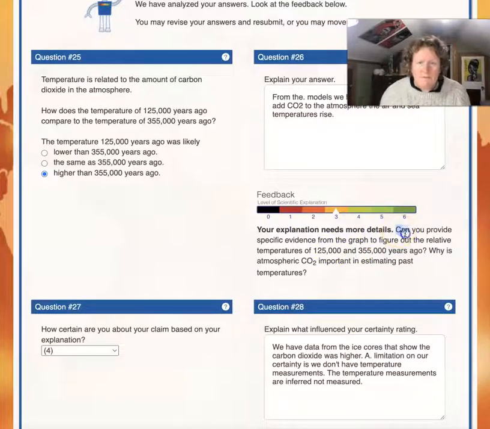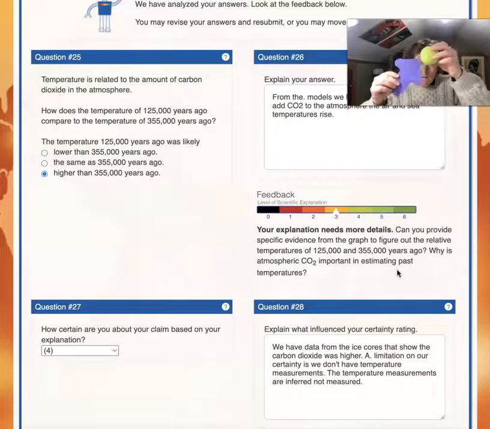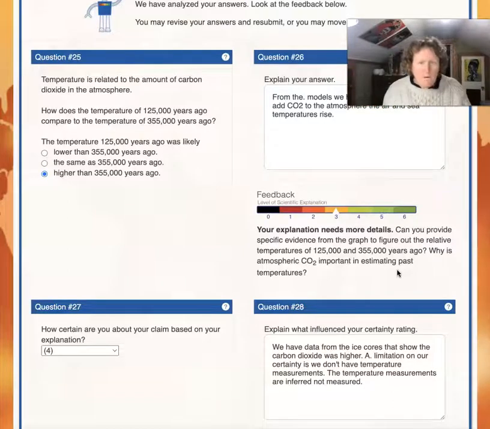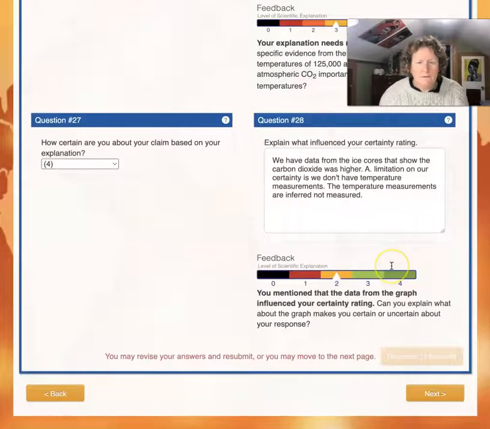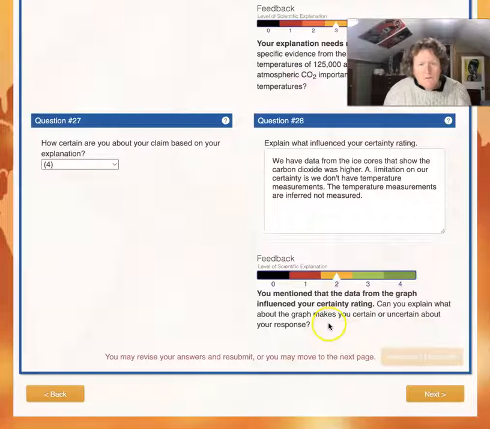Can we provide specific evidence from the graph? Let's use some numbers from the graph. Add to my explanation. Why is atmospheric CO2 important in estimating past temperatures? What do we know about how infrared reacts with CO2 to increase Earth's temperature? How can we use some of our model data to support us? Can you explain what about the graph makes you certain or uncertain?